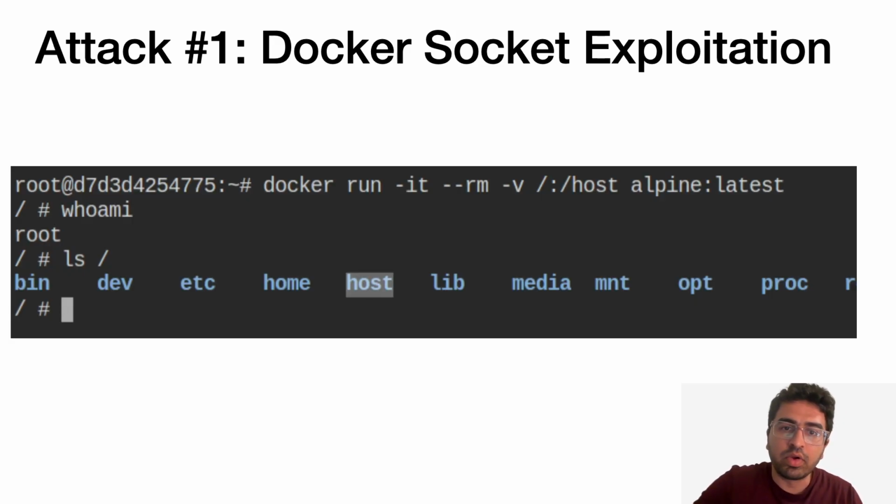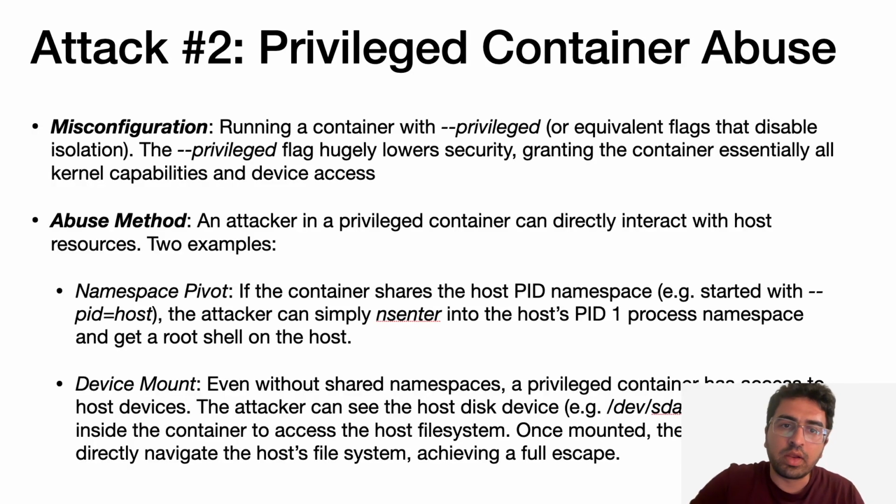So this is how it would look. For example, if you run a container with the entire file system mounted to the /host folder, you can just access the socket through this, or access the entire file system through this.